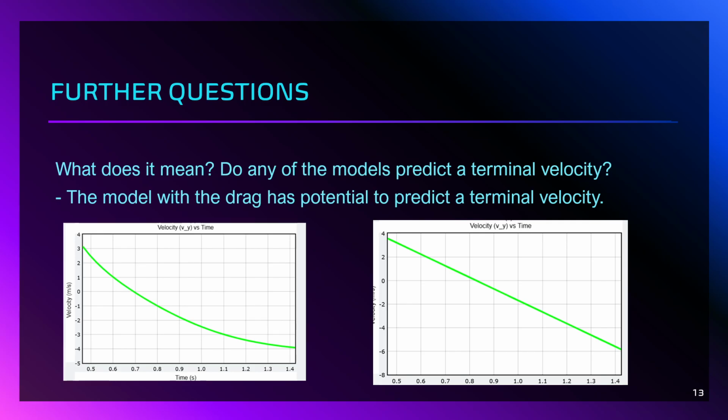And in the computational model where drag force is involved, we can see that there was a decrease in the magnitude of the change of velocity, and this suggests that there is an asymptote present where the terminal velocity exists.